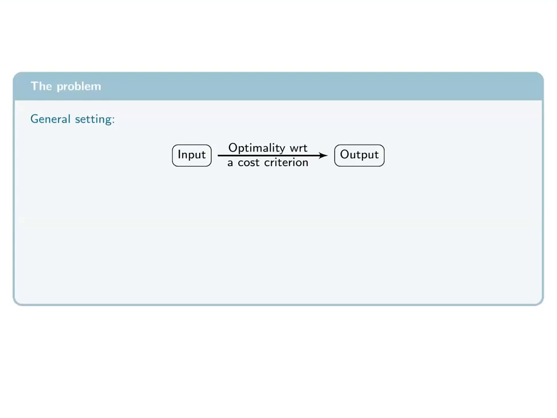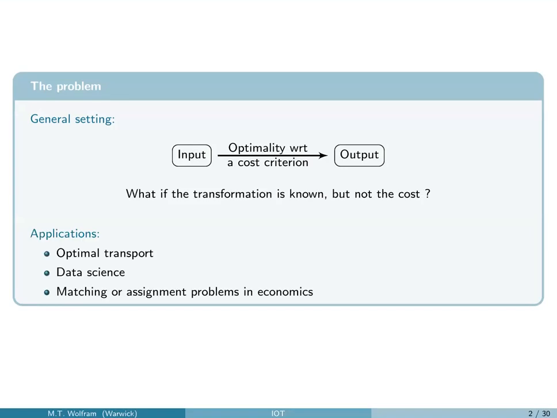So the question that I'm going to address is the following. It's a rather general problem. Suppose we have some input criteria, and a problem where the solution, the output, depends on an optimal cost criterion. The question at hand is: what if I know the transformation from the input to the output, but I have no idea, or only partial ideas, about the underlying cost criteria?